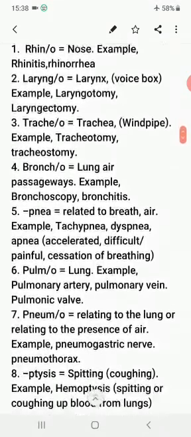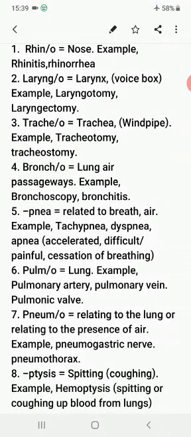Number 3, trachea, that is trachea. In a layman's English, windpipe. Turanci 'yan kasuwa, windpipe. Example, tracheotomy, to cut into the trachea temporarily. Number 2, tracheostomy, to make a permanent mouth into the trachea.